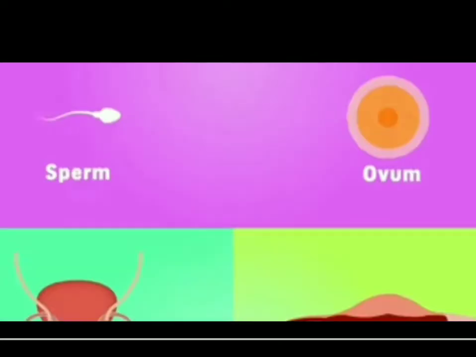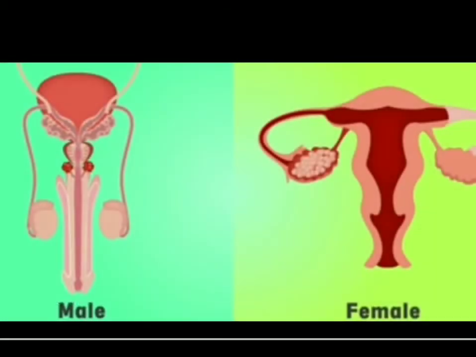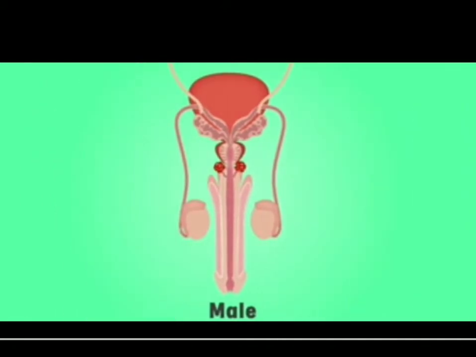Okay, now coming to reproductive organs. The left side is the male reproductive organ, the right side is the female reproductive organ. Now coming to learn about the male reproductive organ and its function. So first of all, what you can see here is called testes. The testes is the organ where sperm is produced.